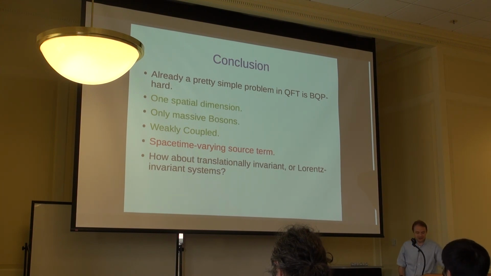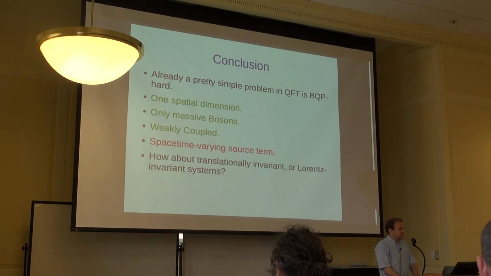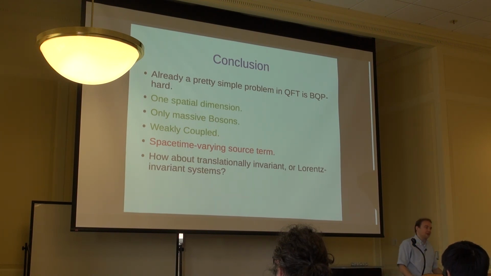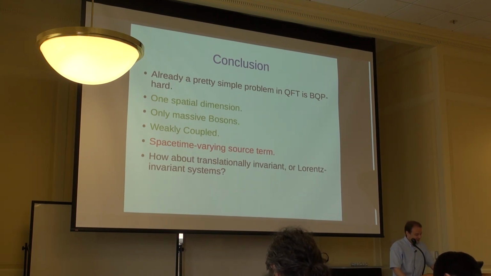So an interesting open question, I think, is suppose you really want to maintain translational invariance or even Lorentz invariance, then what do you do? So you could imagine instead encoding your problem instance in a complicated initial state instead of a complicated source term. Maybe that would allow you an alternative way of showing a different kind of BQP completeness result. I think that would be an interesting thing to do.